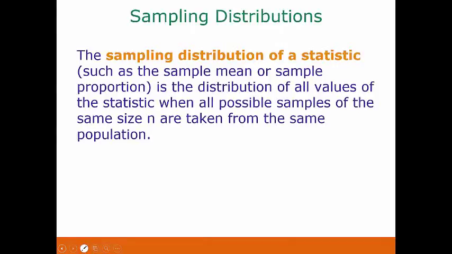First, let's talk about sampling distributions. The sampling distribution of a statistic, such as the sample mean or sample proportion, is the distribution of all values of the statistic when all possible samples of the same size n are taken from the same population.